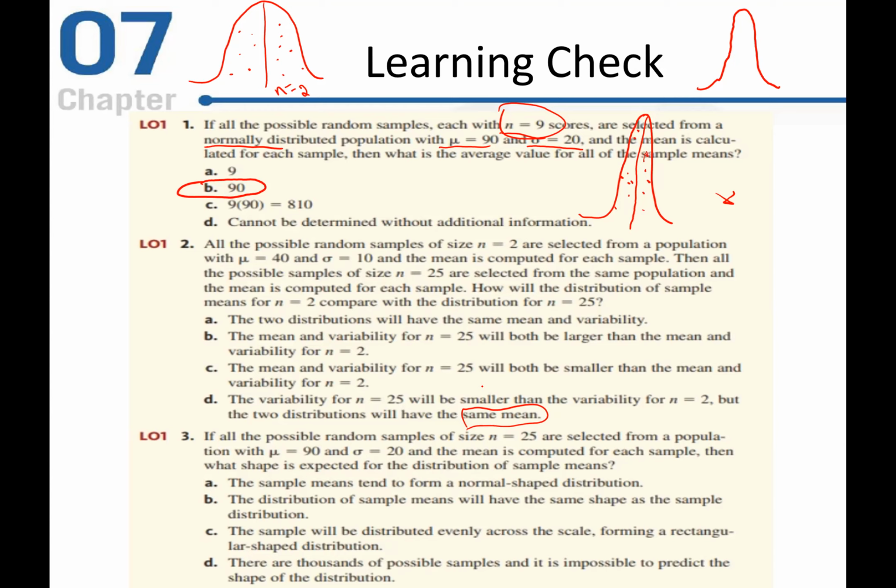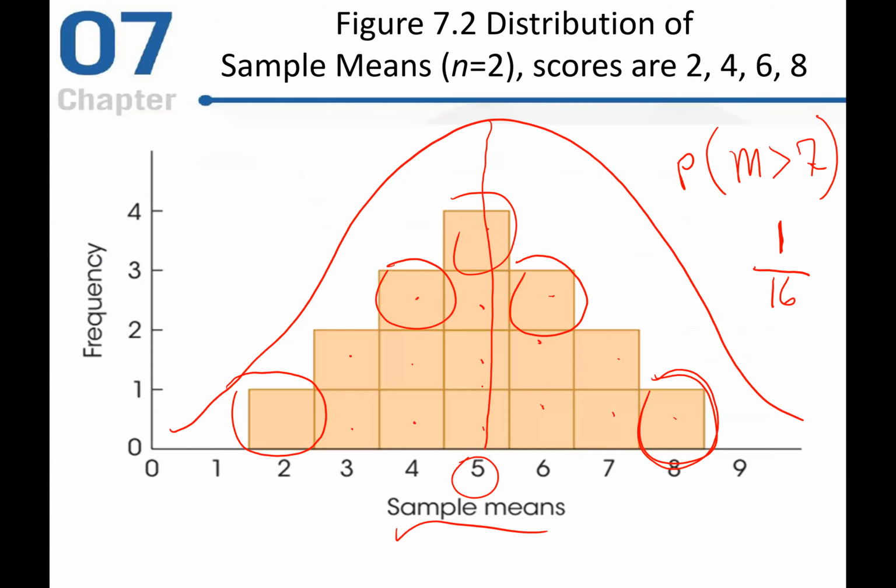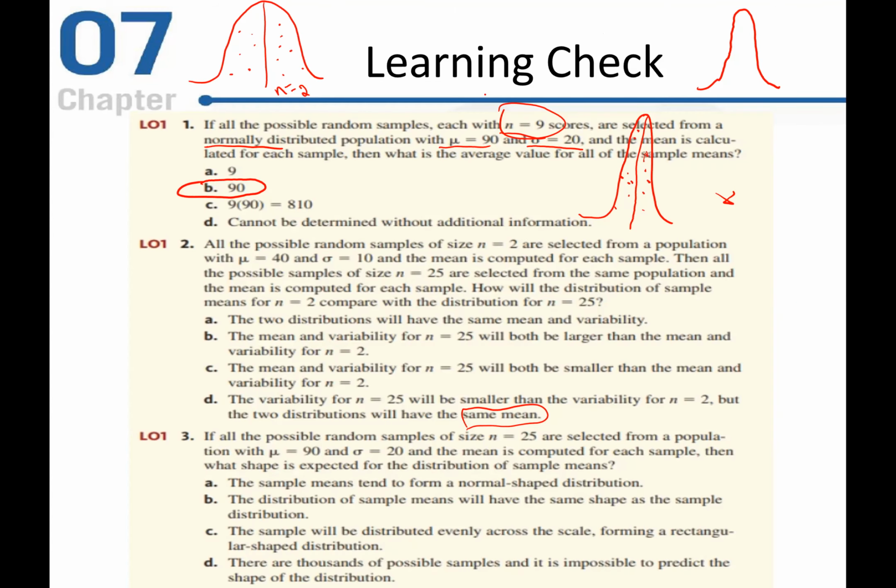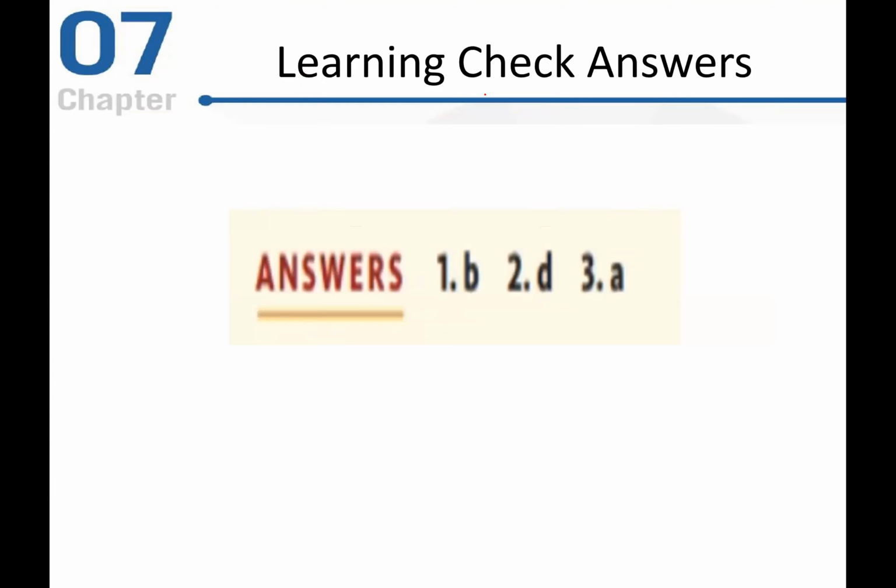Well, the sample means are going to form a normal shaped distribution like they did in the example that we worked on here, right? These are all the sample means of a certain sample size. And when we plotted them all out, they created a normal distribution. All right. So let's continue. Here are the answers.